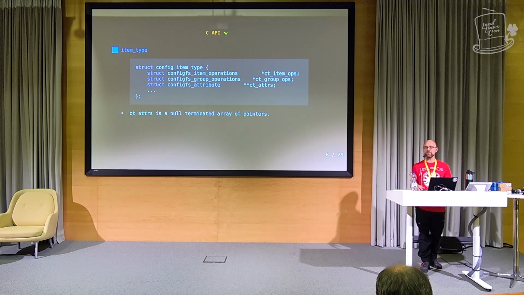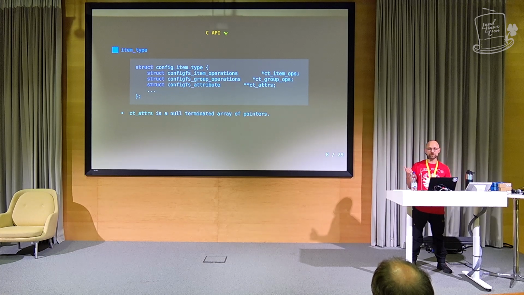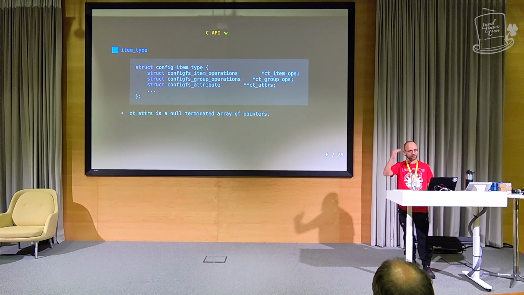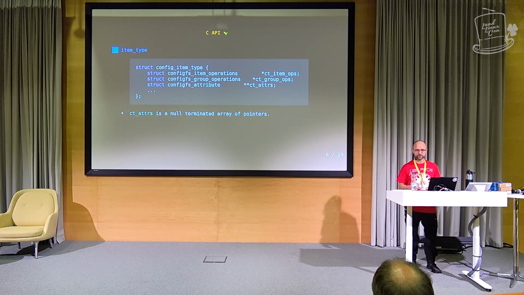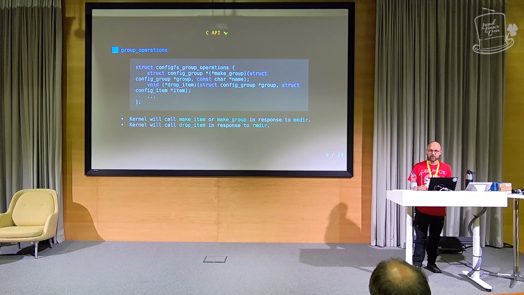Okay, so you have the items. The items have an item type, and that has two vtables for operations on the item, operations on the group, and then it has a list of the attributes, which are the files that will appear in your directory. And this attribute list is a null-terminated array of pointers, where the last entry is just a null pointer, and that's difficult in Rust. We can't have that, so we're going to look into how to deal with that.